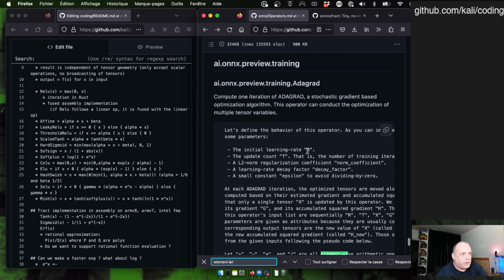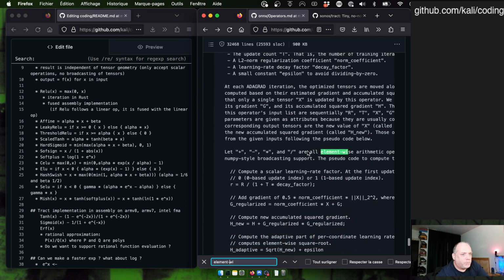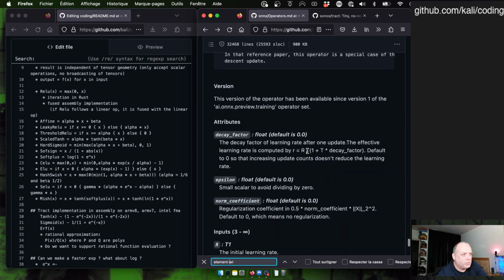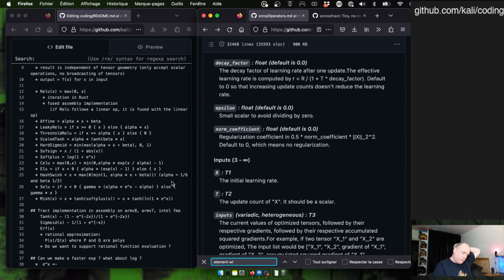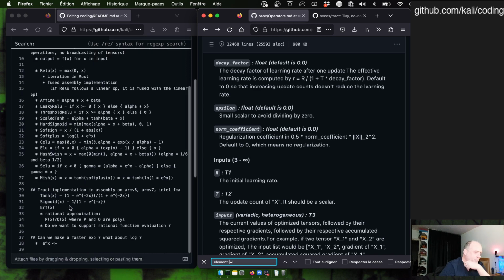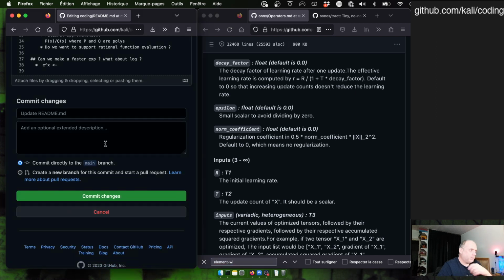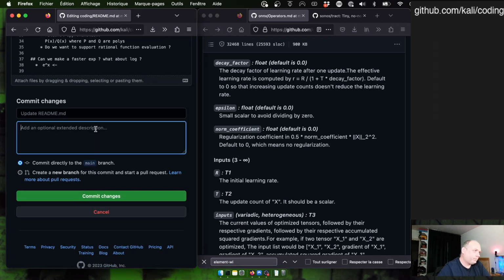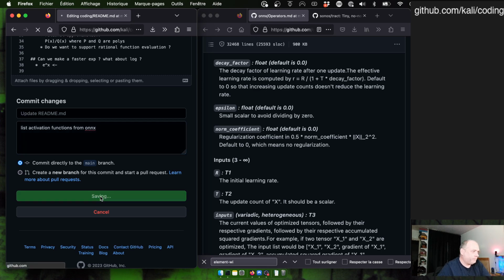Okay, and then we are somewhere else. We're in a different part of the document where there is no activation function anymore. So there is this new one, which is really so scary. It's scary as hell. But now, maybe I will comment this one, this list, activation functions from ONNX. Okie dokie.